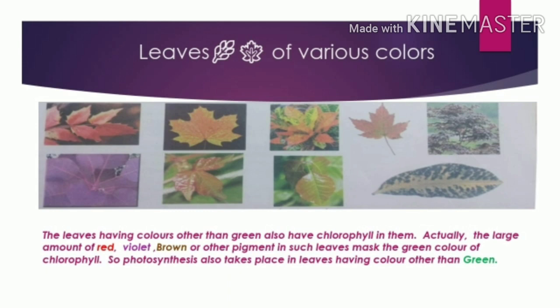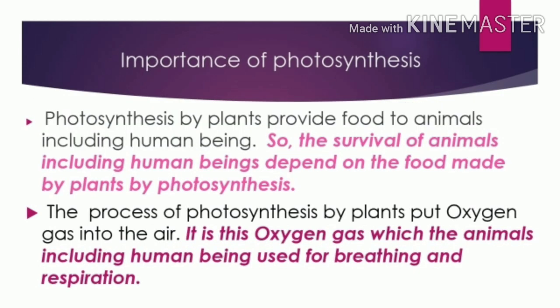Most of the plants have green colored leaves, but however, we can see there are many plants having red, violet, brown colored leaves. So, do they have chlorophyll in them? Yes, they do. But the large amount of red, violet, brown, and other pigments in such leaves masks the green color of chlorophyll. So, photosynthesis also takes place in leaves having color other than green.